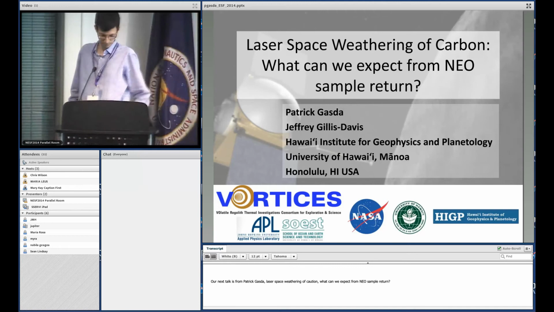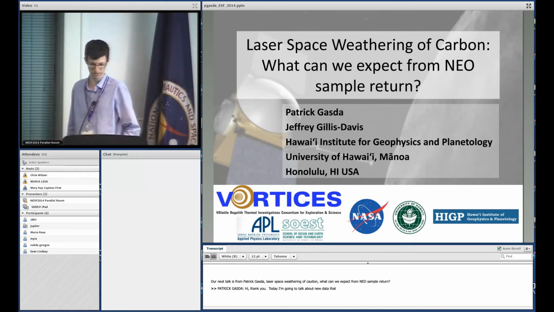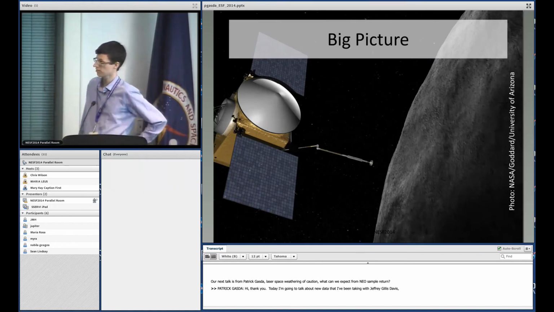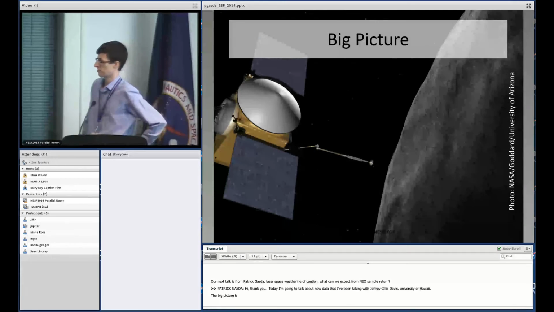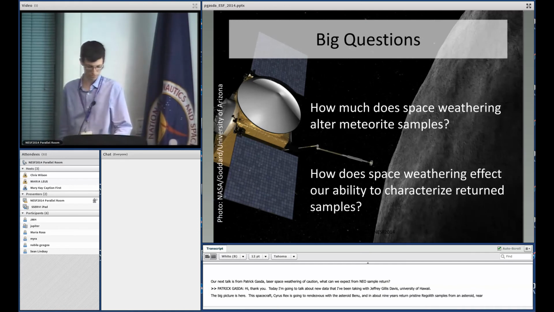Hi, thank you. So today I'm going to be talking about some new data that I've been taking with Jeffrey Gillis-Davis at the University of Hawaii. So the big picture is here. This spacecraft, OSIRIS-REx, is going to rendezvous with the asteroid Bennu, and in about 9 years return pristine regolith samples from an asteroid, a near-Earth asteroid.